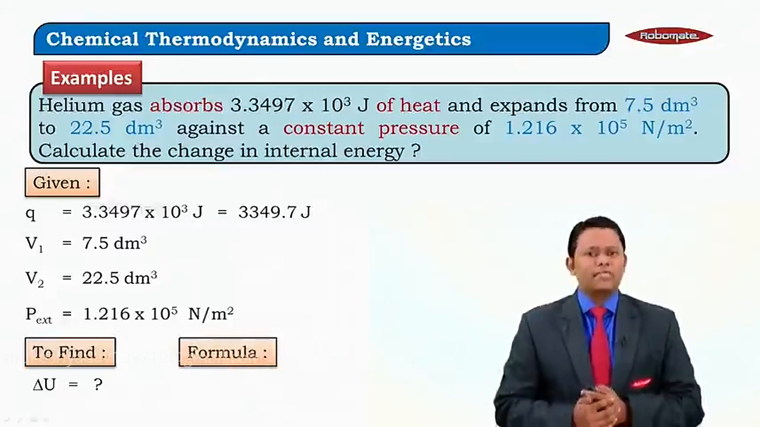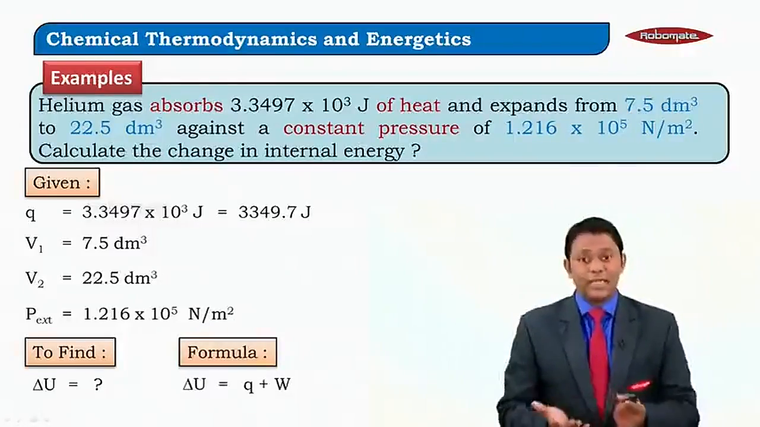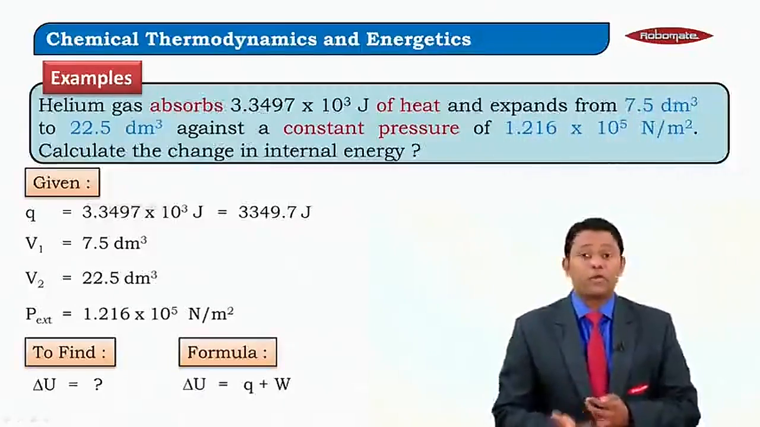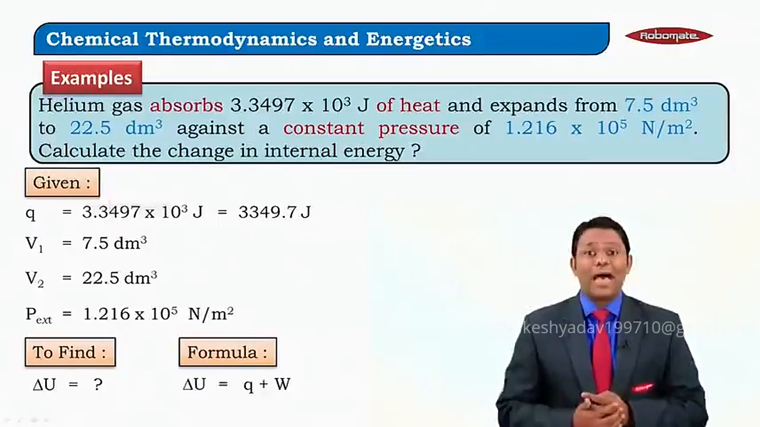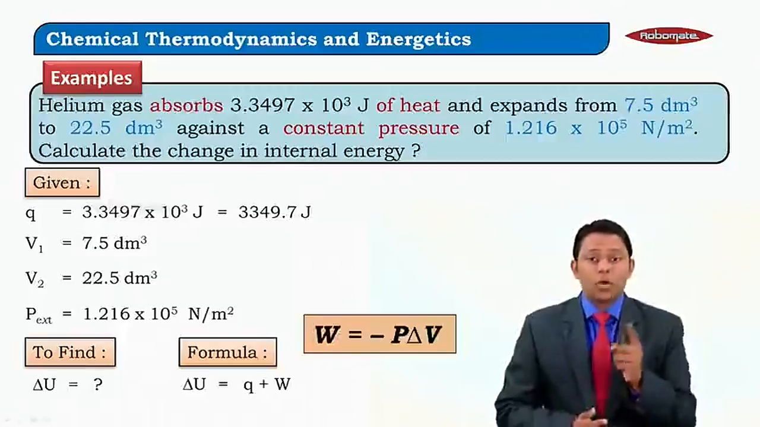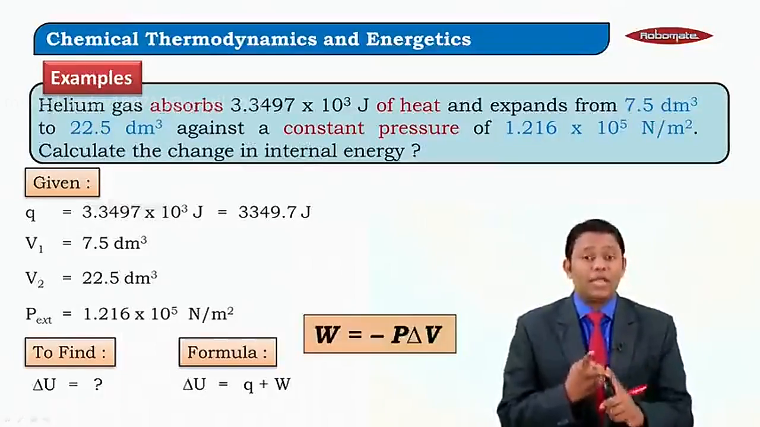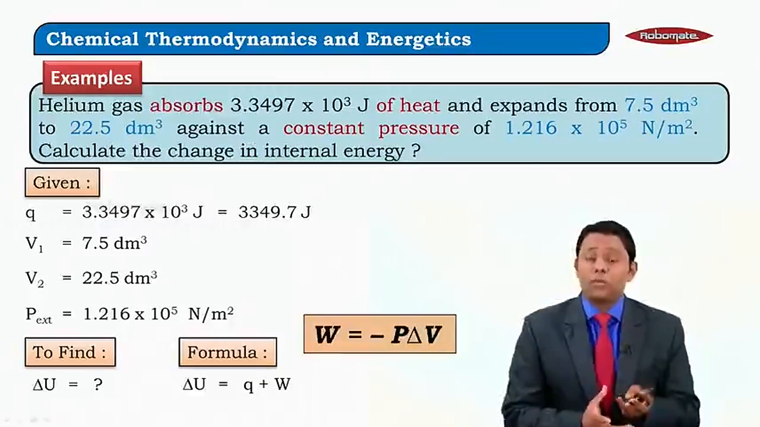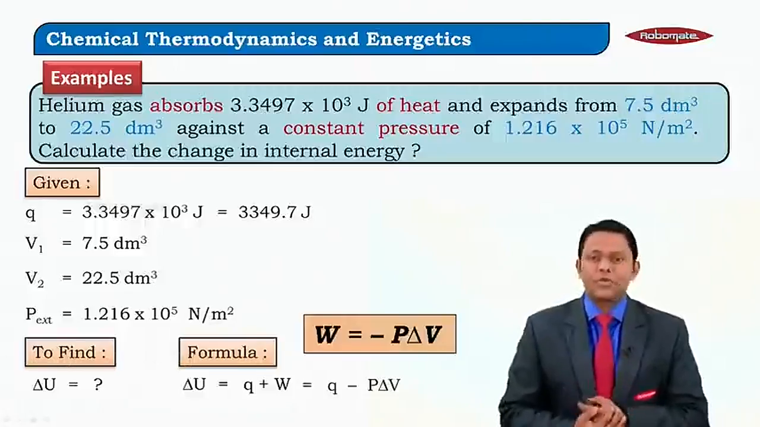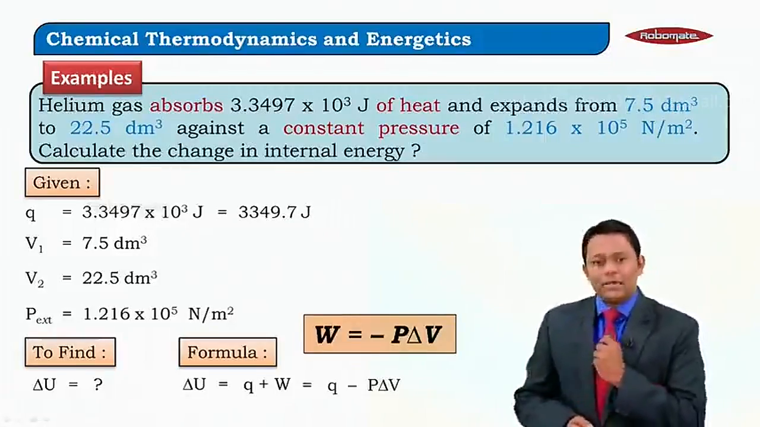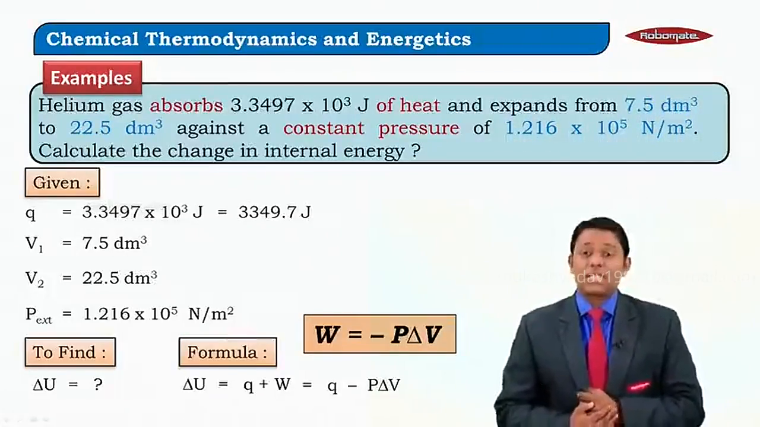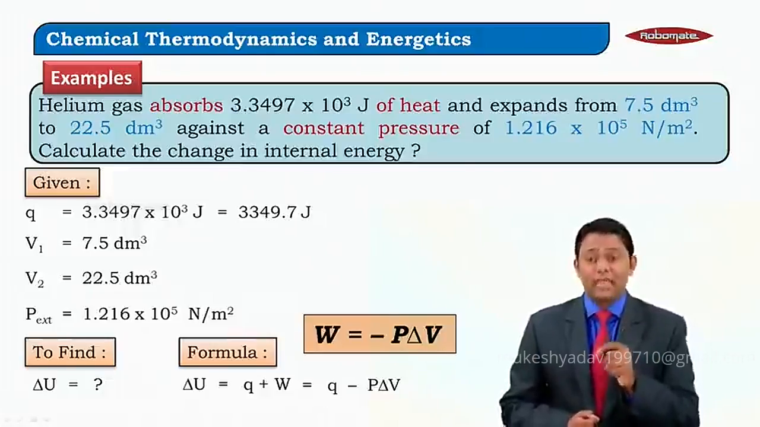Now the question is basically, what's the formula? The formula is delta U is equal to Q plus W, but the value of W is not directly given, so we have to use the formula of W. Now W has two formulas. Either we have to use the formula of W is equal to minus P delta V or W max, but in the question isothermal and reversible conditions are not mentioned, so we cannot use the formula of W max, so we have to use the formula of W as minus P delta V. Substituting that value in the formula, we get delta U is equal to Q minus P delta V, which is there.